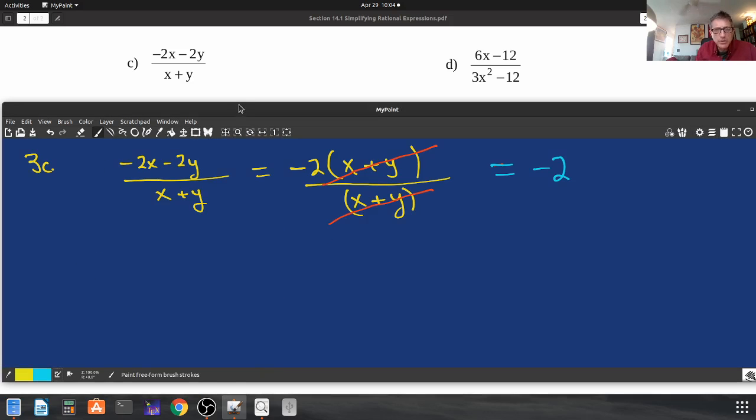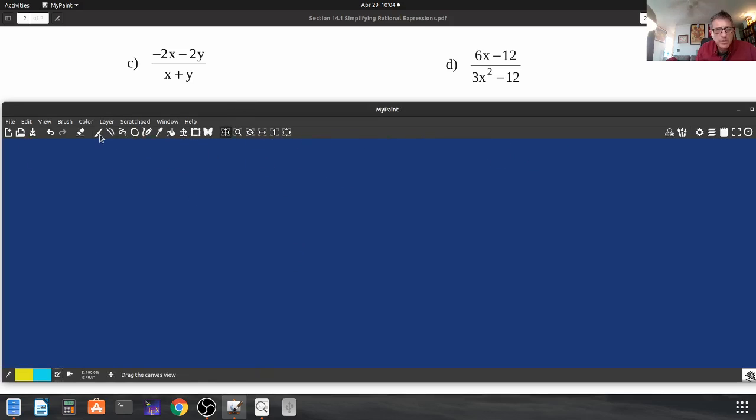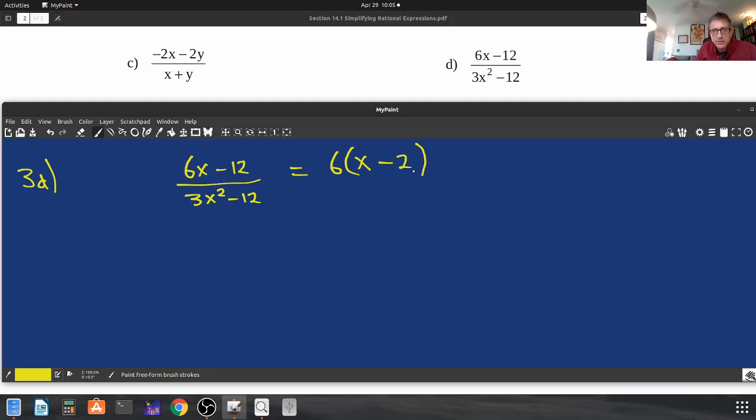Now let's do 3D. So we have again 6x minus 12 over 3x squared minus 12. In each case, we have to factor out the GCF of those two terms. The GCF of 6x and minus 12 is 6. So I'm factoring out that 6. 6x divided by 6 leaves me x. Minus 12 divided by 6 is minus 2.